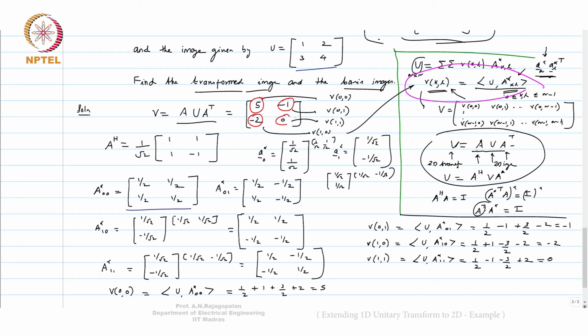Okay. So there's one way to check all your VKLs, whether you come through A U A transpose, or whether you come through an expression like that where you take the inner product, construct the basis images, which is actually a 2D basis now. You can come either via a 2D basis image and then compute your coefficients, or you can still use the 1D unitary transform itself, do the matrix multiplication and get there. And then you can of course clearly show that you can reconstruct U, right?